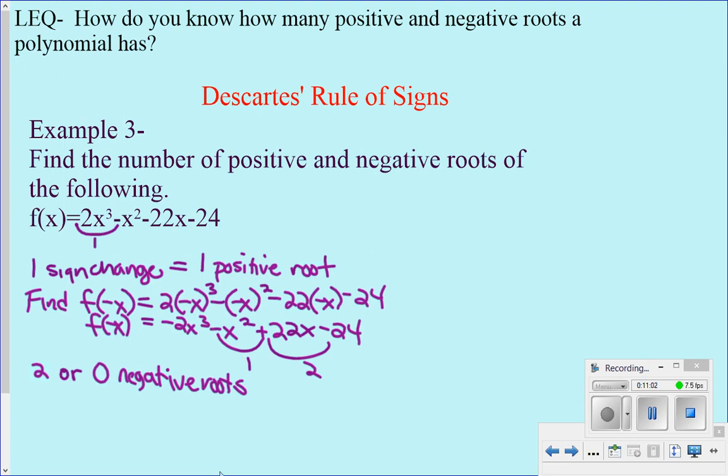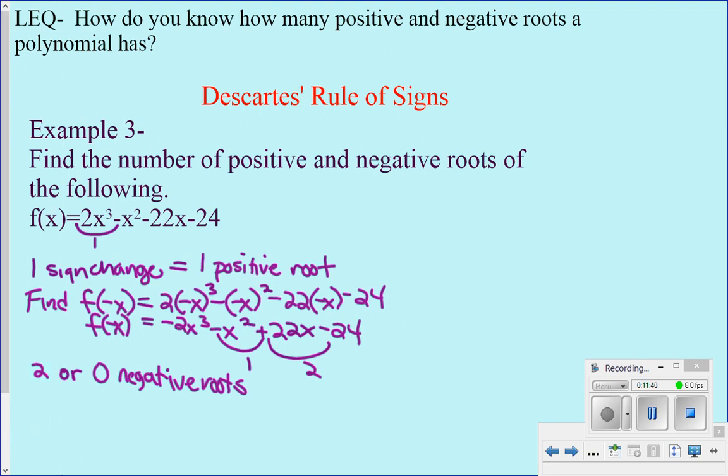And I keep doing that. I keep subtracting 2 from my original number of sign changes until I reach 0 or until I get to negatives. I want to stop when I get to negatives because you can't have a negative number of roots. So I have either 2 or 0 negative roots for this polynomial. Now, again, I didn't do that with the positive because I can't subtract 2 from 1 without going into the negatives. So there's only one possibility. It definitely has 1 positive root. But we have 2 possibilities for the number of negatives. There's either 2 negative roots or there's 0 negative roots.